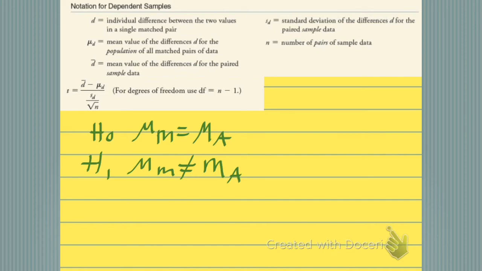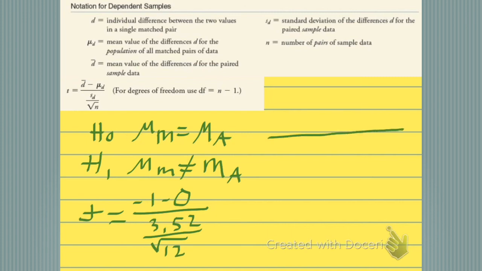So if we found our test stat, T, what was D bar? -1. And then minus mu D, I think that's 0, because we're assuming no difference. What was the standard deviation? I know we gotta go and I'm rushing. 3.52. All right, divided by the square root of what was our sample size? 12. Wilmer, can you pound that out while I'm setting up our rejection regions?